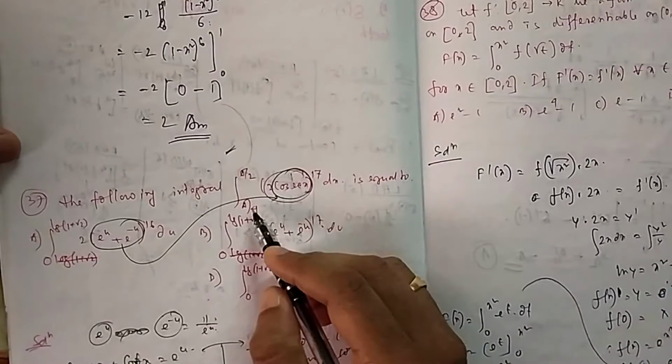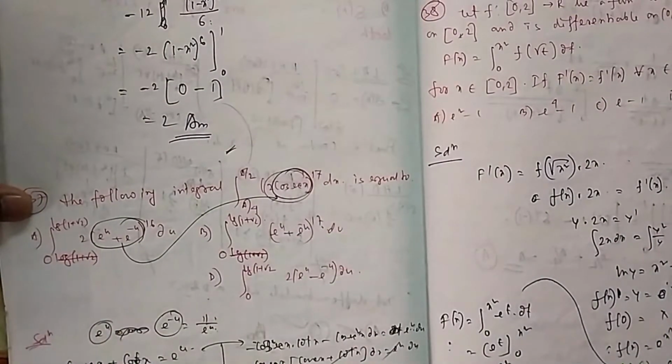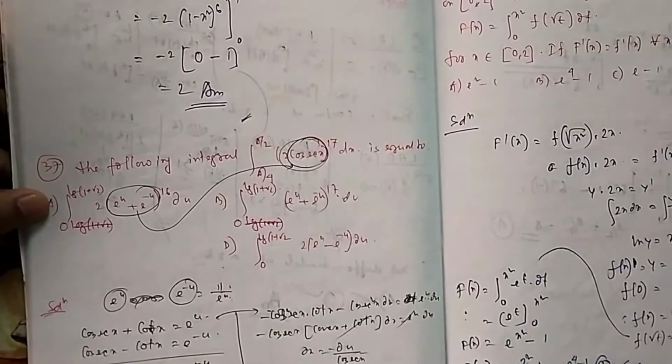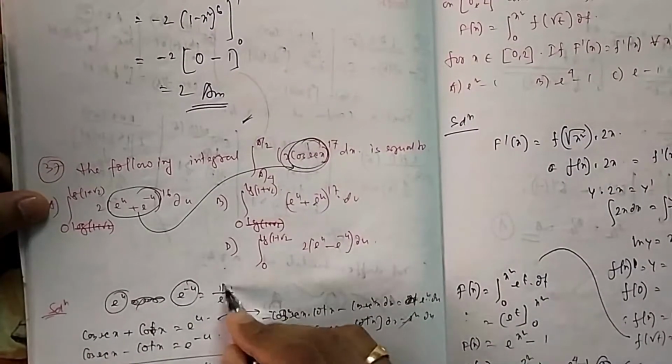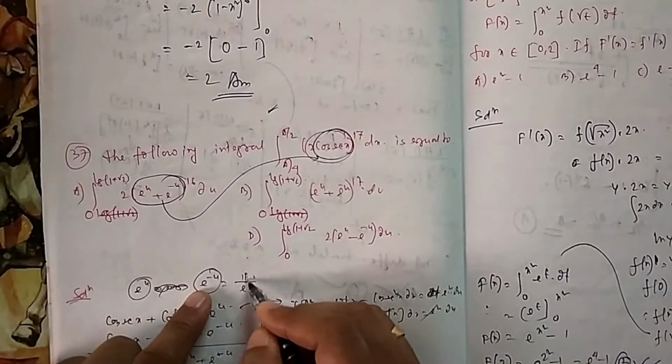The following integral, pi by 4 to pi by 2, 2 cosec x is equal to something of e to the power u, e to the power minus u format they are giving. So the idea is, what is e to the power minus u? It is 1 by e to the power u. So if you take cosec x, e to the power minus u is 1 by e to the power u.